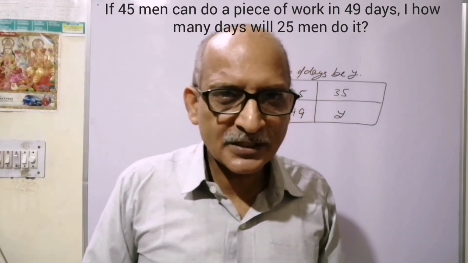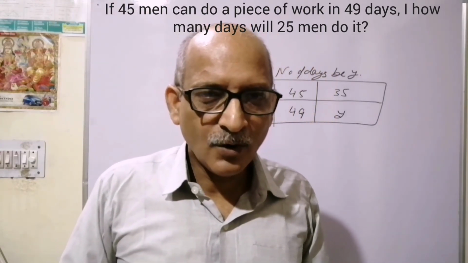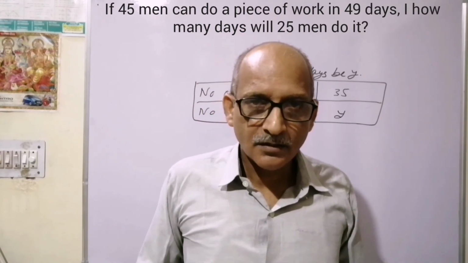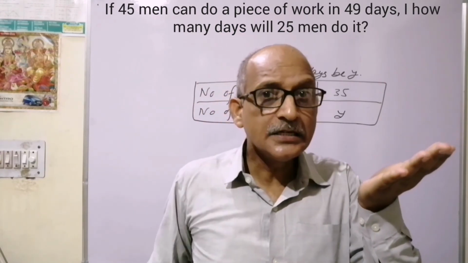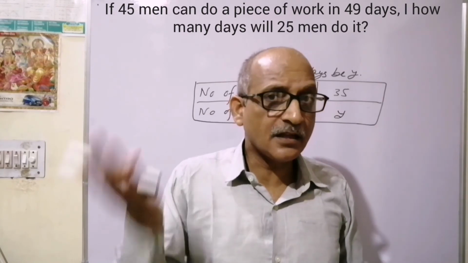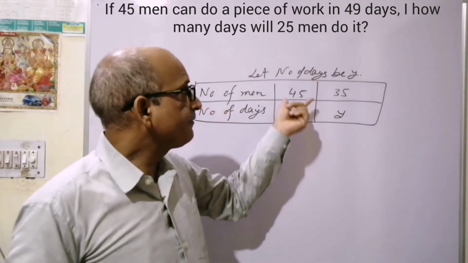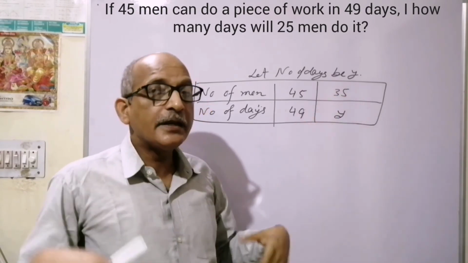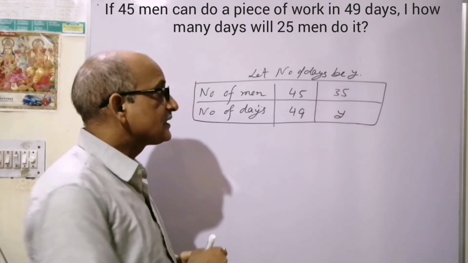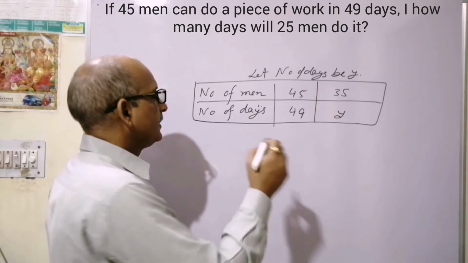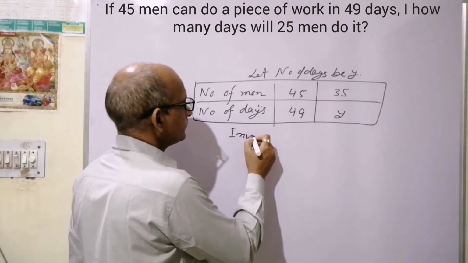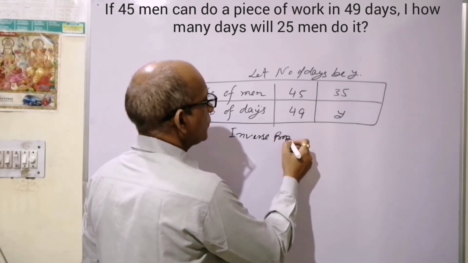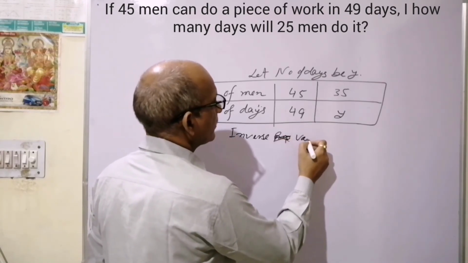So what type of proportion is it? I think inverse. One is increasing, another is decreasing. One is decreasing, another will be increasing. So here, if the number of workers is reduced to 35, obviously the number of days will be increased. So it is inverse proportion. We have to write here inverse proportion. Proportion or variation, you can write anything.